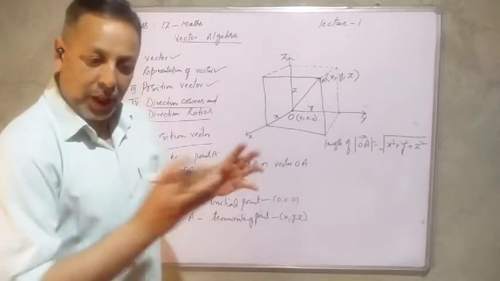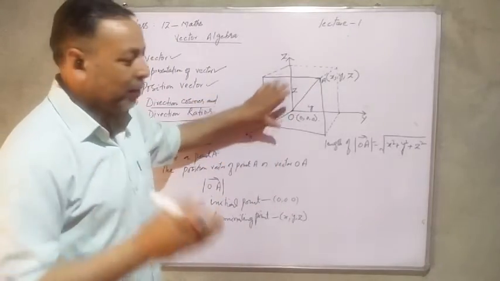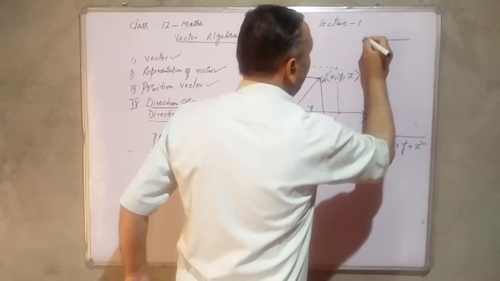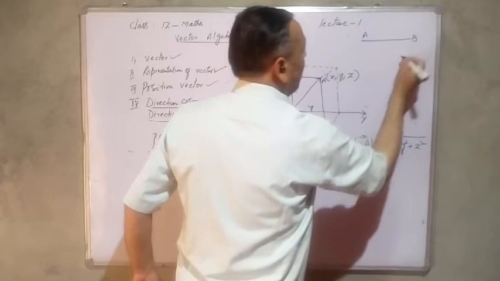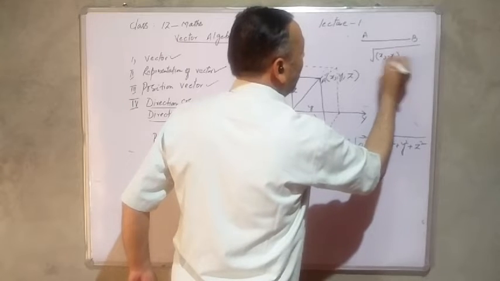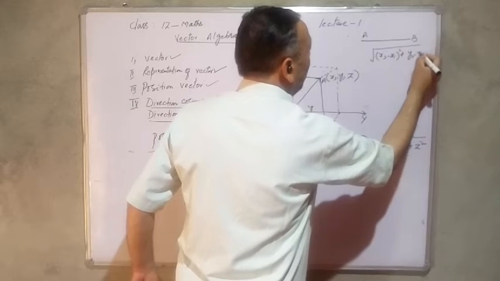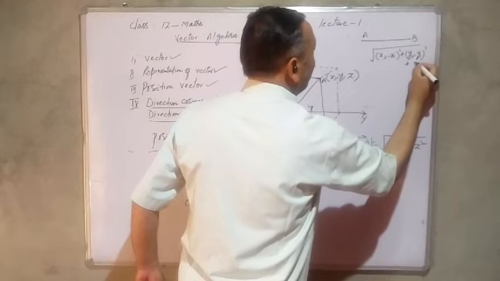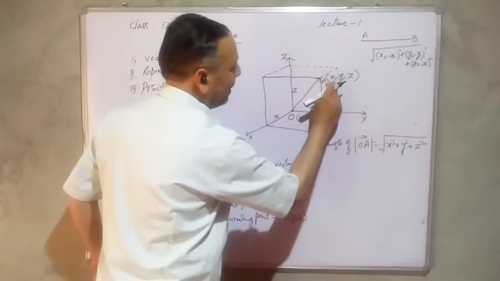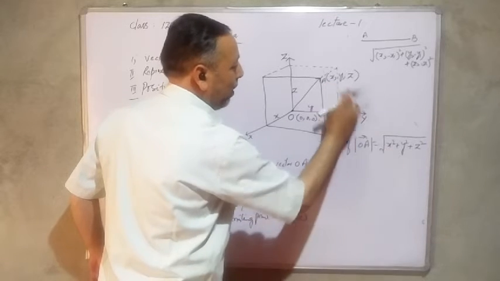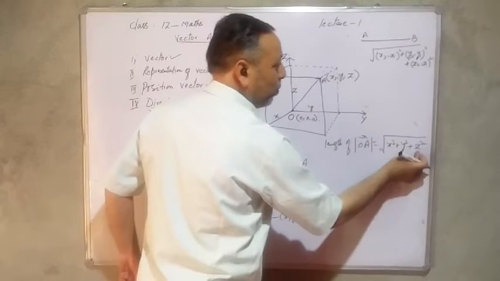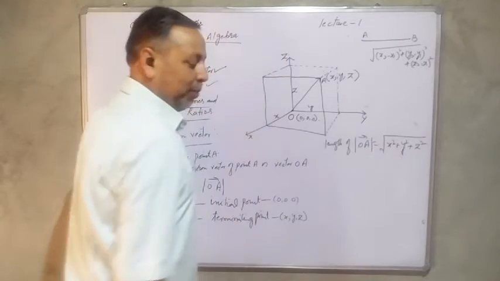So beta, remember, in 10th class you have studied coordinate geometry, the distance between two points. It is under root of (x2 minus x1) square plus (y2 minus y1) square plus (z2 minus z1) square. Here x minus 0 whole square is x square, y minus 0 whole square is y square, z minus 0 square is z square. This gives the length of the position vector OA.